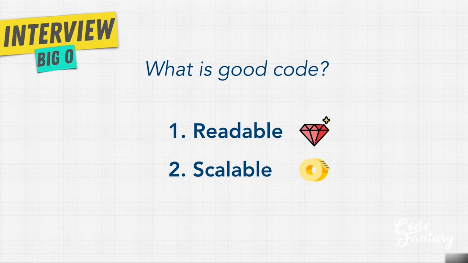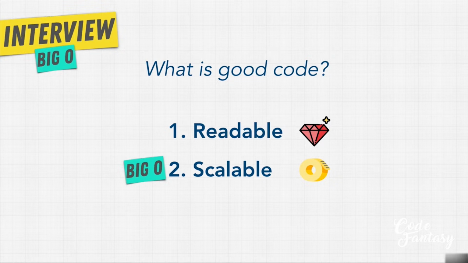One is readability. Is your code just generally clean? Can others understand your code? And then we have scalable code. What does that mean? Well, big O notation is what allows us to measure this idea of scalable code that can scale.